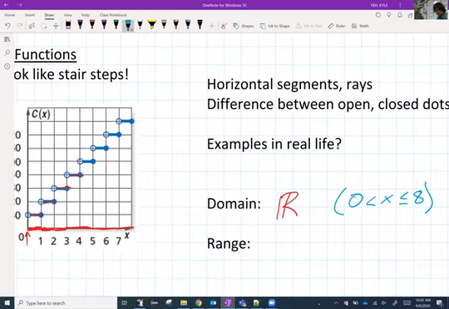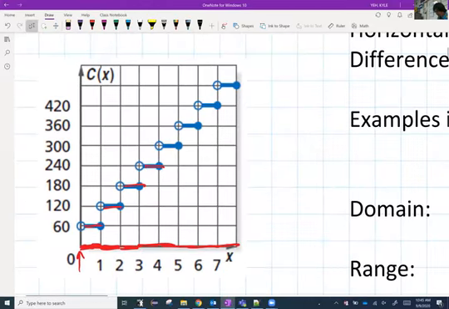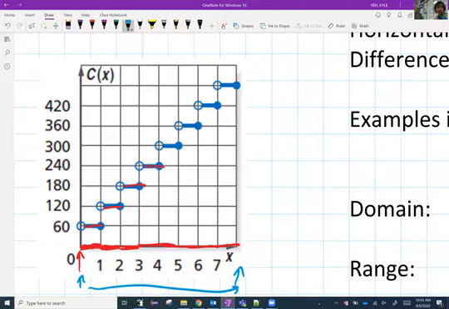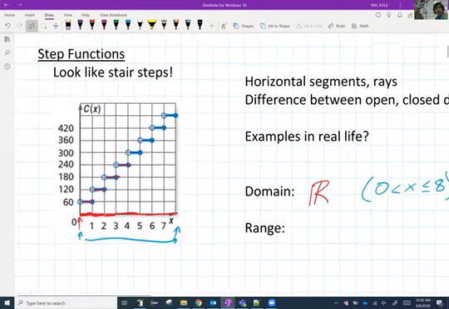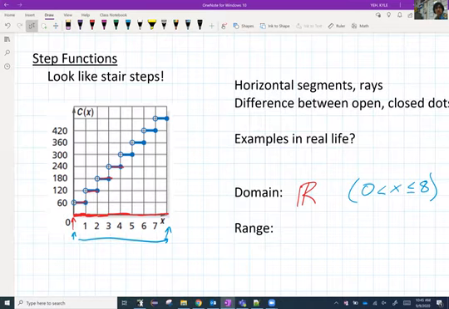And why do I say that? Because that's all that's shown on the graph. Everything from 0, not including 0, all the way to 8. And so if we were given a story problem and it was kind of clear that maybe 0 was the starting point, 8 was the ending point, we might need to write the domain in that way. But without context, I'm just going to assume that this goes on forever, all real numbers.